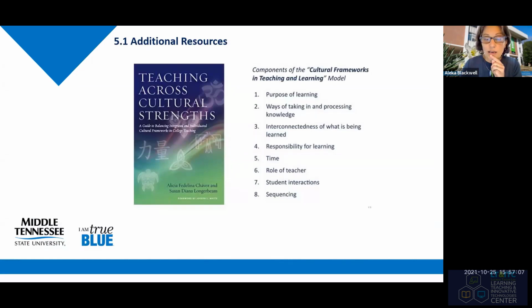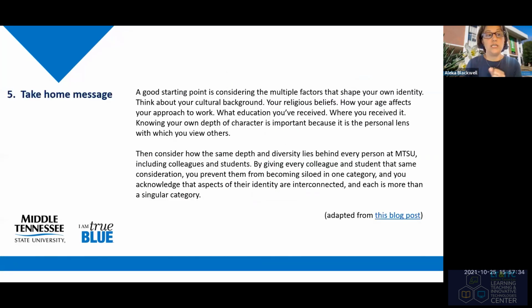Another text that is a wonderful textbook, but we can't go over all of that, is this book, Teaching Across Cultural Strengths. It presents this model that talks specifically about how different cultural backgrounds teach us how to break tasks into different components, how we time things, what kinds of interactions we expect from our faculty, with our faculty. That's another wonderful resource if you want to look into that.